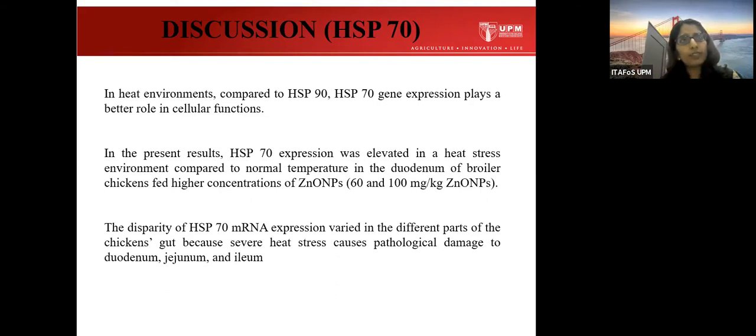So one school of thought suggested that high HSP expression is associated with heat stress tolerance. On the other hand, the downregulation of HSP expression could be due to the adaptation of chickens to the environmental stress. So there are actually two theories. One is high and one is low. The disparity of the HSP70 expression varied in different parts of the gut because severe heat stress causes pathological damage to the duodenum, jejunum, and ileum, because it mainly involves mucosal epithelial cell exfoliation and villi fraction.